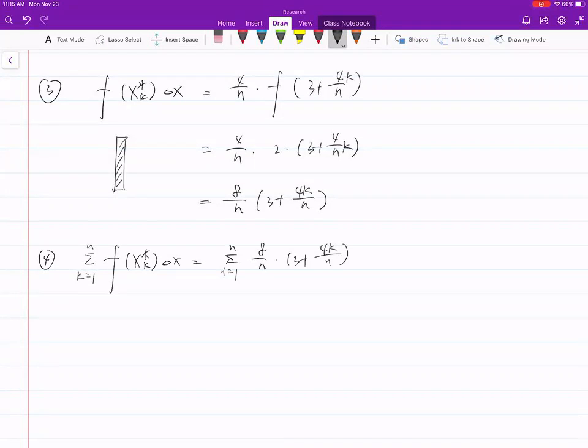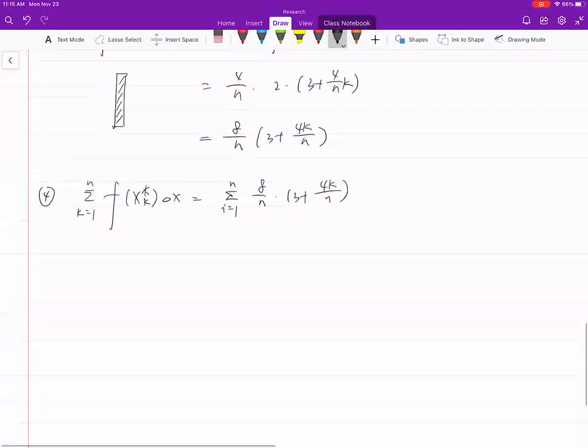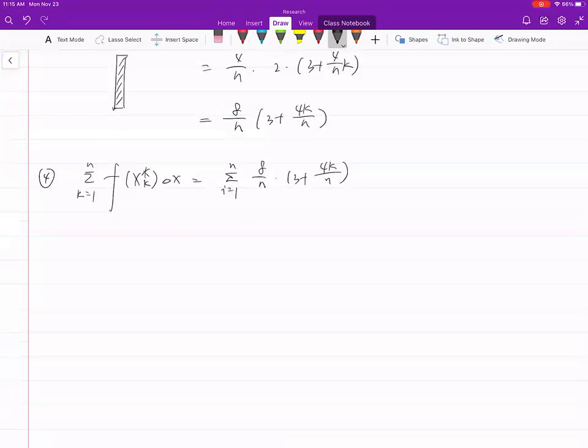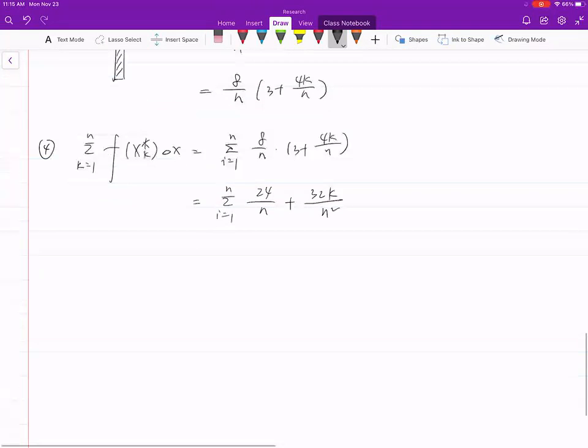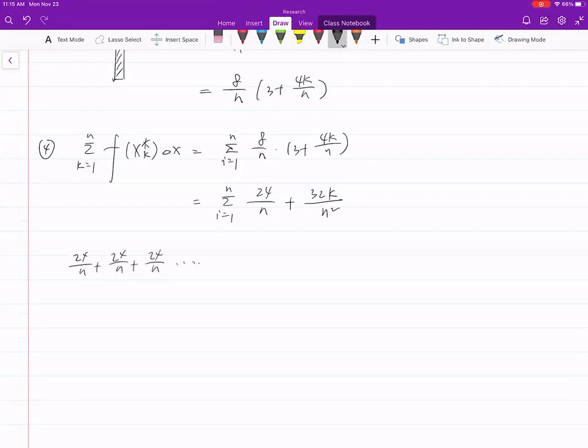Now we need to actually simplify this. What is it? Well, you have two terms. So let's write it down: 24 over n plus 32k over n squared. The first term is going to be 24 over n plus 24 over n plus 24 over n, keep going for n terms. So the first term, 24 over n for n times, is going to be 24.